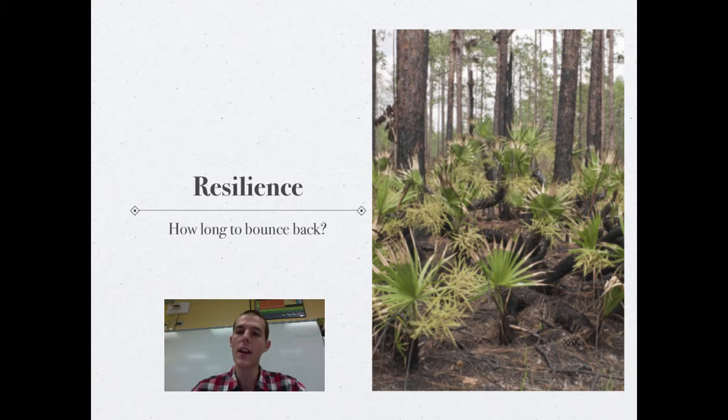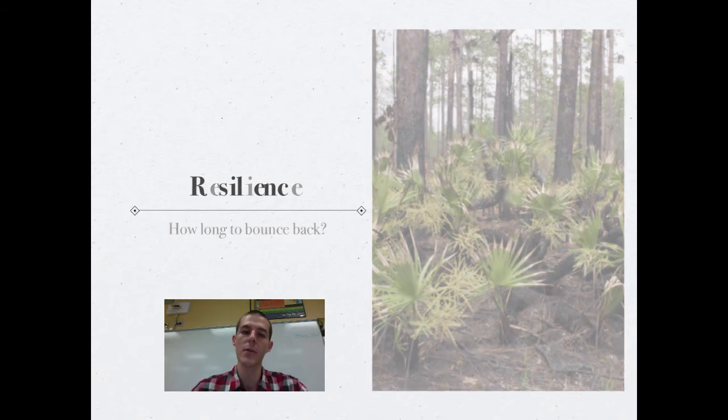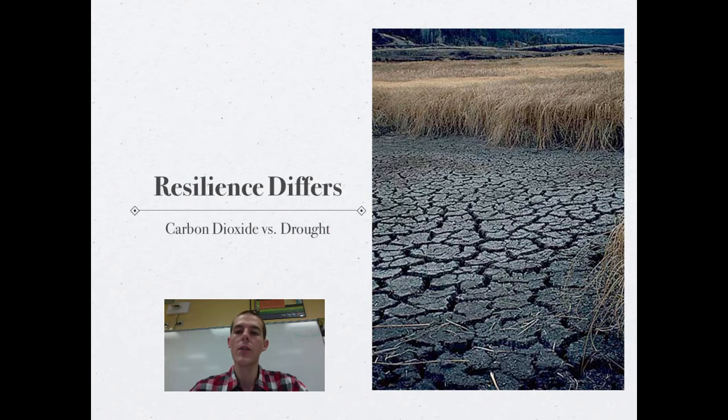So resistant is whether or not the productivity changes. Resilience is how quickly it comes back after something has caused some damage. Now, the resilience of an ecosystem, like I said, can differ. And I want to give you two quick examples. One example would be carbon dioxide in the atmosphere.